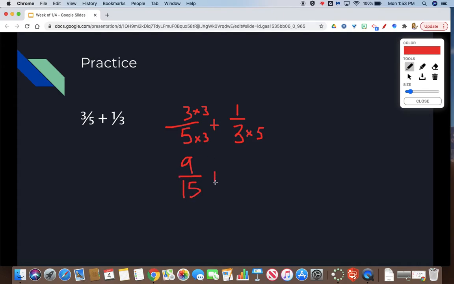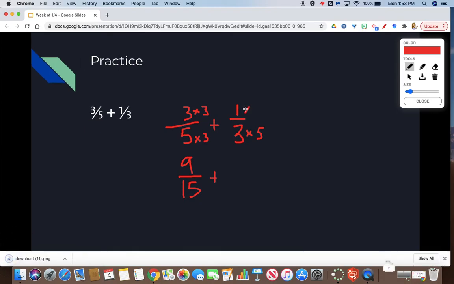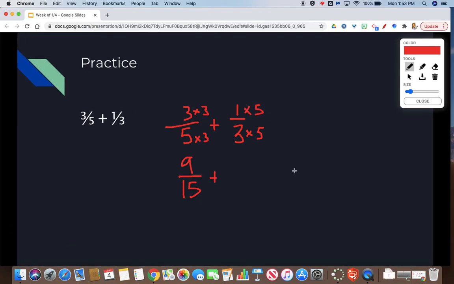Same thing for my 1/3. I know I need to get the common denominator, which is 15. And so to get my thirds up to 15ths, I'm going to multiply by 5. To keep the fraction equivalent, I need to make sure I multiply the numerator by 5 as well. My new fraction is 5/15.